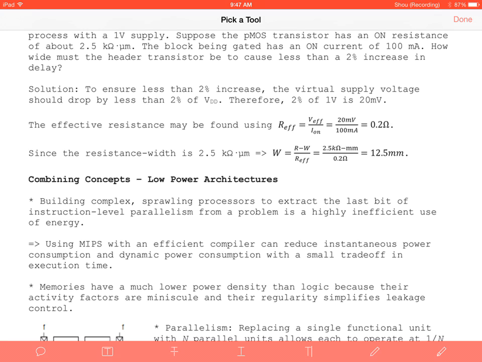So, low power architectures. Now we're designing these chips. We've made these compromises between width and capacitance. We've worried about transistor sizing. We've worried about delay. We know frequency. Now we're going to start putting these together, taking these cell blocks and building an actual computer architecture that does something.